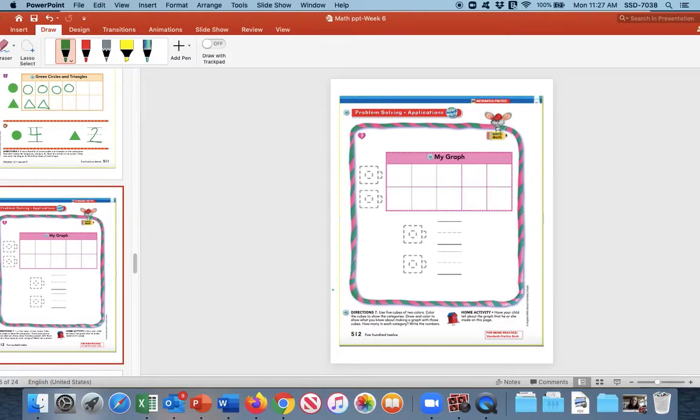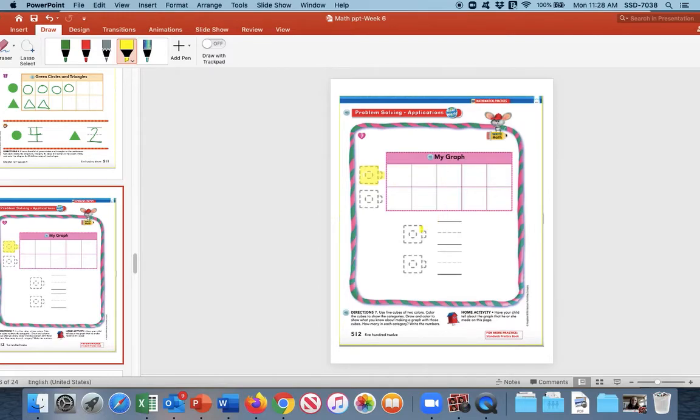So it says to use 5 cubes of 2 colors. Color the cubes to show the categories. So I would like you to do this all by yourself, okay? I'm going to let you decide what colors you want and how many. So if you pick yellow, for instance, then you would want to come over and color this yellow, okay? And then you have to decide how many cubes do you want to draw. You can draw 1, 2, 3, whatever you want.